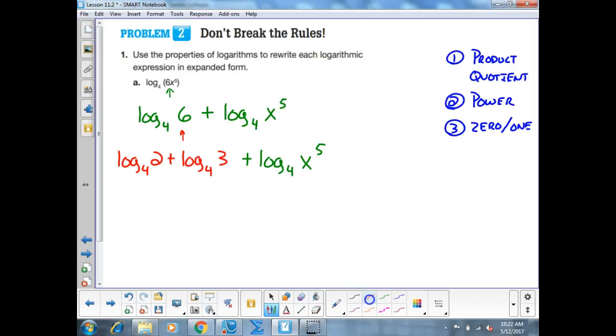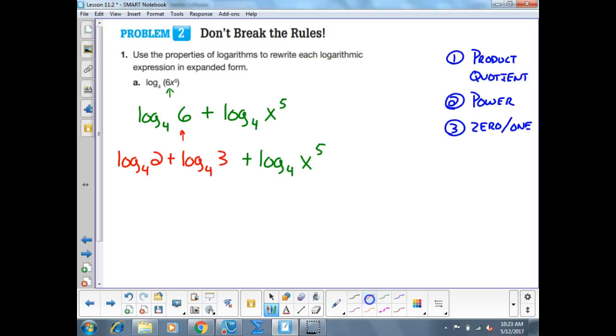We good with the first red one? Anything that we can do there? No? I'd be okay with it. Ideally, I'd like it as 1/2, because 4 to the 1/2 power is 2. But I'm sure we'll both be okay with just leaving it as log base 4 of 2. We good here on this one? What about this one? We good on that one?